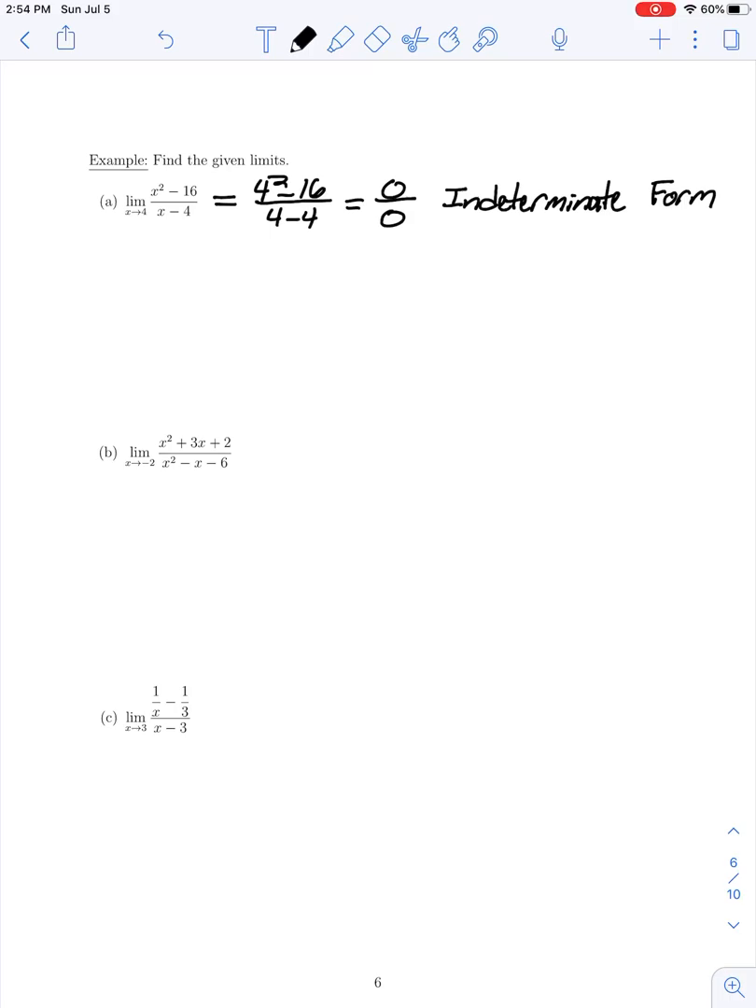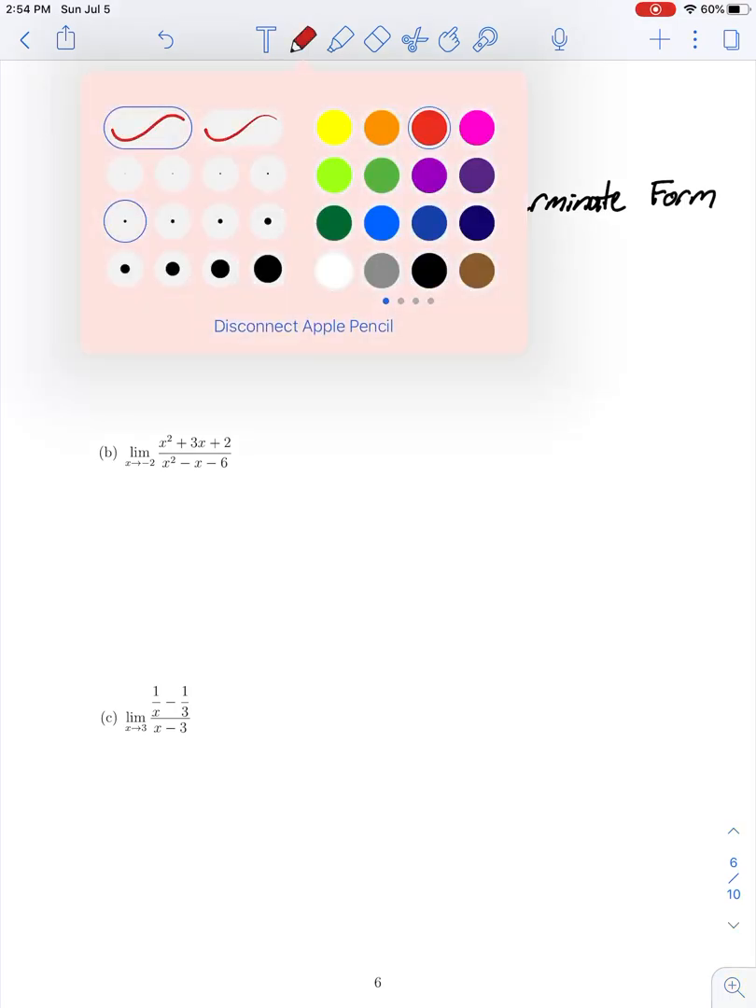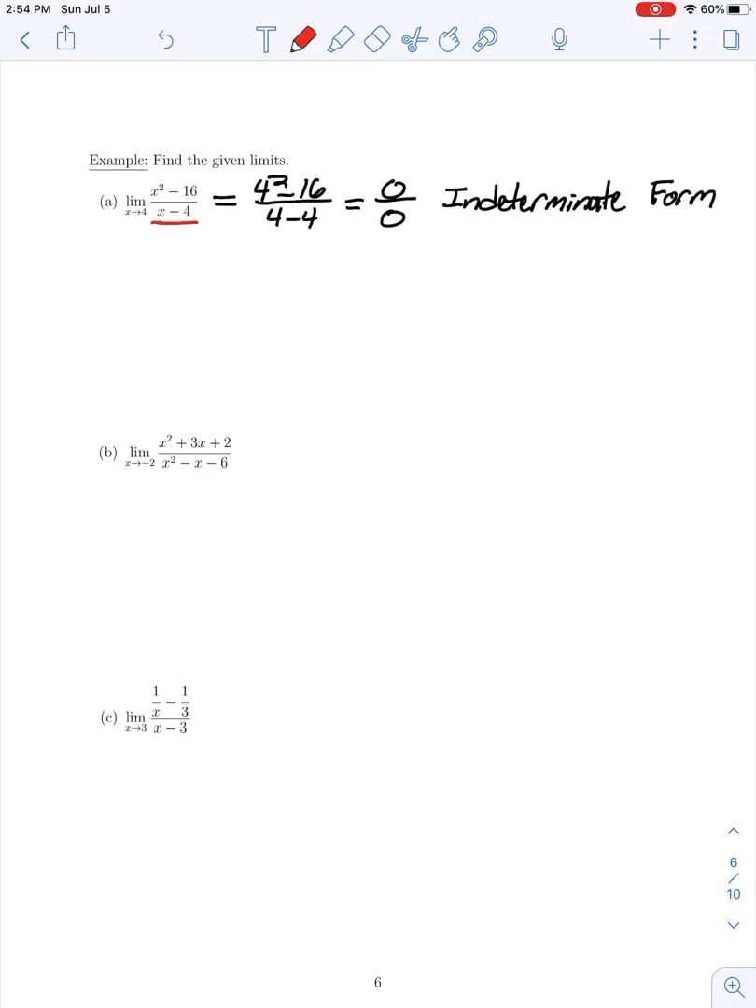But the problem that we run into here is that our denominator, x minus 4, is equal to 0 at the value x equals 4. So we can't make use of the quotient property for limits. Remember, the quotient property said the limit of a quotient is the quotient of the limits as long as the limit of the denominator is non-zero. So if the limit of your denominator is 0, then we can't use that property. We have to think of something else here.